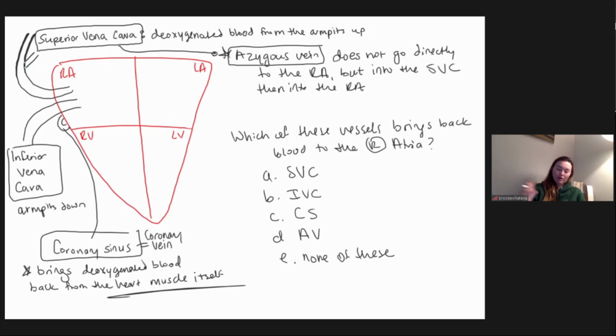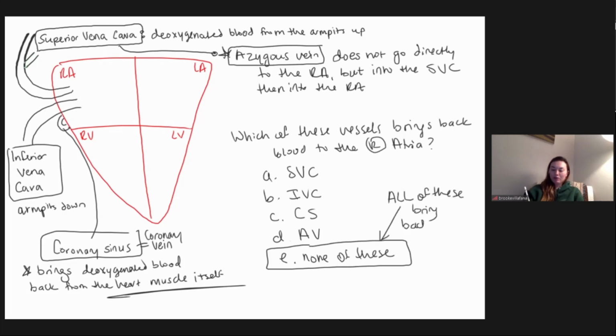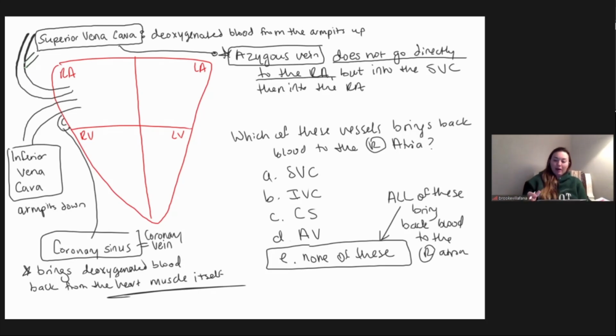Good. I have quite a few people chiming in with E. The reason that E is correct is because all of these bring back blood to the right atria. I know that I said that the azygous vein does not go directly into the right atria, but into the superior vena cava, then into the right atria. So in a sense, the azygous vein is still bringing back blood to the right atria. Specifically, the azygous vein picks up blood from the chest cavity or the thoracic cavity.